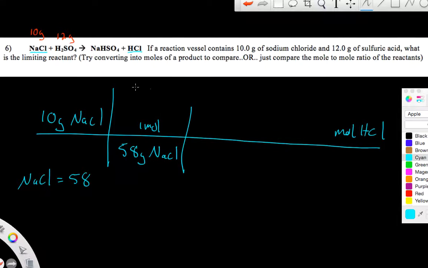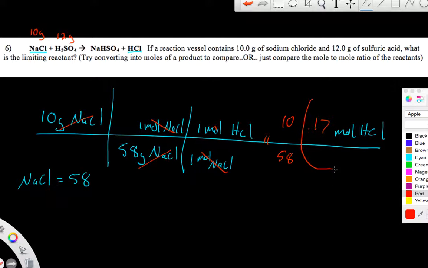And then if we compare our multiple ratio, well, everything's 1. So up here is NaCl. So 1 mole NaCl is equal to 1 mole of HCl. And go back through, and we can cancel out mole NaCl, grams NaCl, grams. Now I can multiply across the top and bottom, and then divide the top by the bottom. Then I end up with 10 over 58. So 10 divided by 58 gives me 0.17 moles of HCl. Okay, so if NaCl was my limiting reactant, that would mean this is the max I could produce.